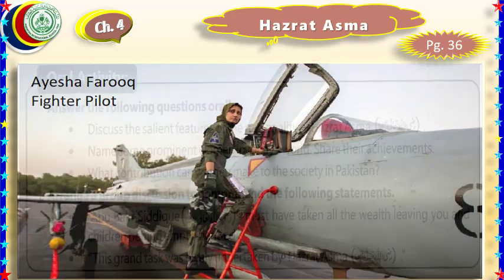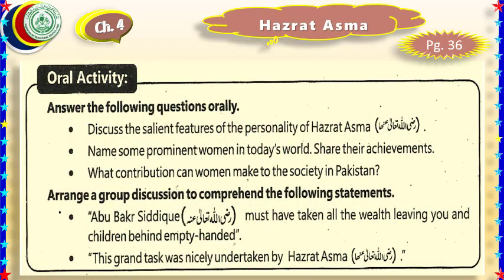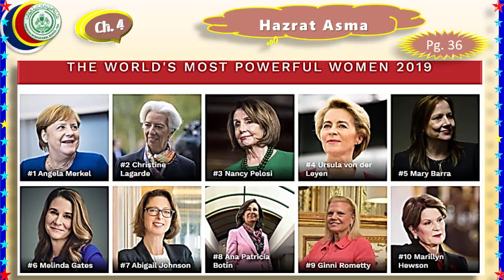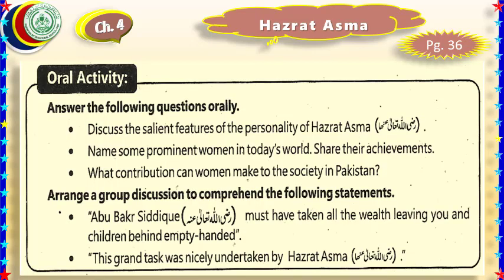And there are some other women that you can see on the internet also. We can discuss here. I have given a list. There are pictures. The world's most powerful women in 2019. Their names are given, their pictures are there. You can read more about them on the internet. Okay, let us come back again to the exercise. This was the answer of part two. We were discussing the most prominent women in the world.